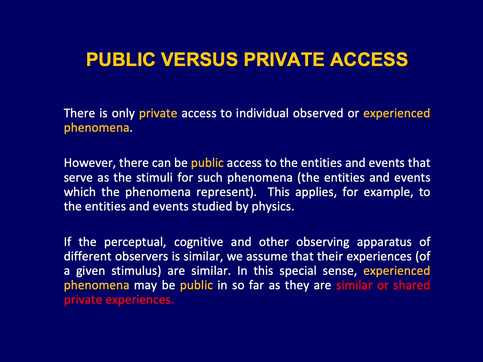So, whether one is a subject or whether one is an external observer, there is only private access to individual observed or experienced phenomena. However, there can be public access to the entities and events that serve as the stimuli for such phenomena. For example, the entities and events which the phenomena represent. And that applies, for example, to the entities and events studied by physics, as well as psychology. And we can then assume the following, that if the perceptual, cognitive, and other observing apparatus of different observers is similar, which we can assume given shared heredity, then we can assume that their experiences of a given stimulus are also similar. And in that special sense, experienced phenomena may be public in the sense that they're similar or shared private experiences.